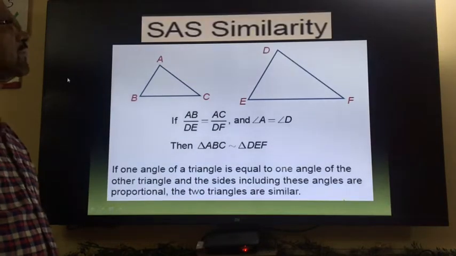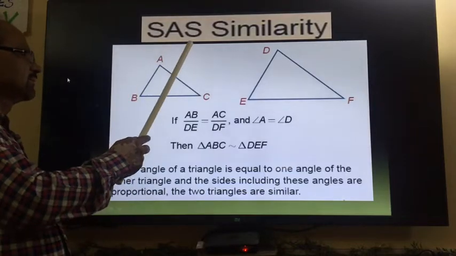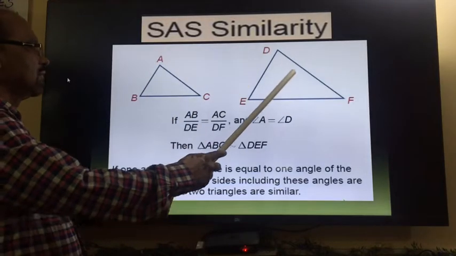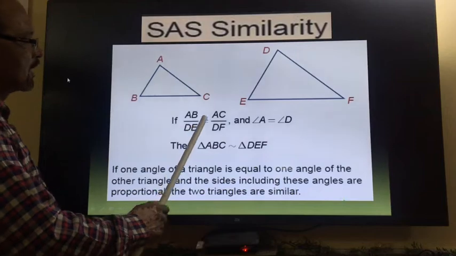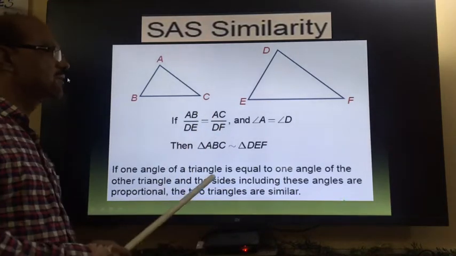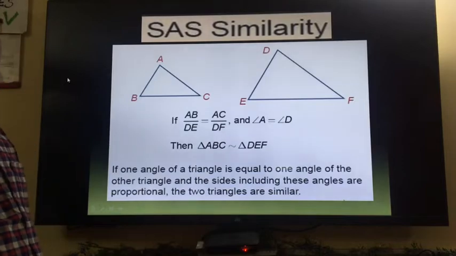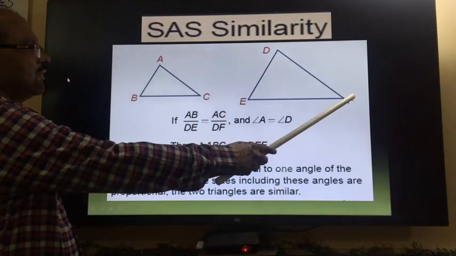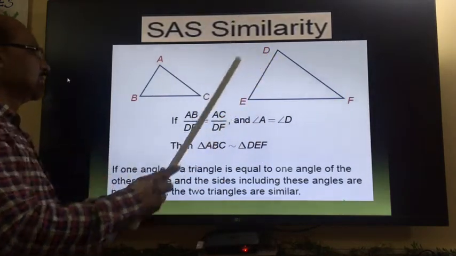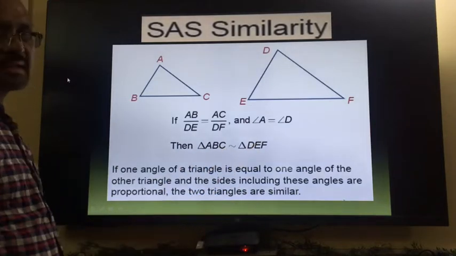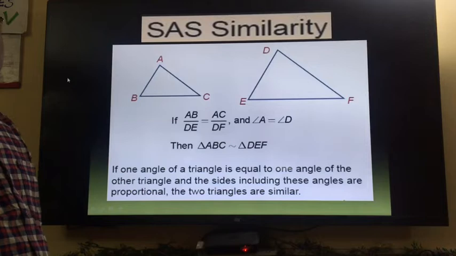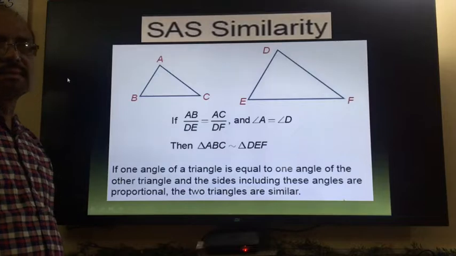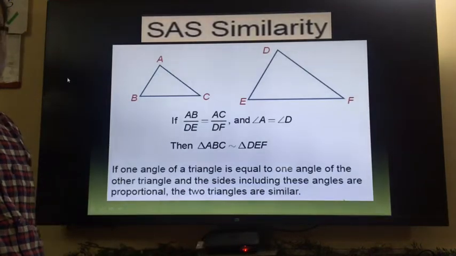Now the third similarity criteria is SAS, where A means angle. So in triangle ABC and triangle DEF, if two sides are proportional and the angle included by these two sides is equal, then also the triangles will be similar. So two sides AB and AC are proportional to DE and DF, and angle A is equal to angle D, then we can say triangle ABC is similar to triangle DEF. So this is the third similarity criteria. So I taught you three criteria. If all three angles are equal, then we can say triangles are similar.